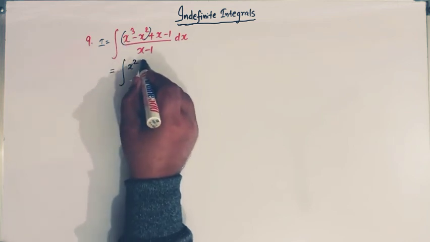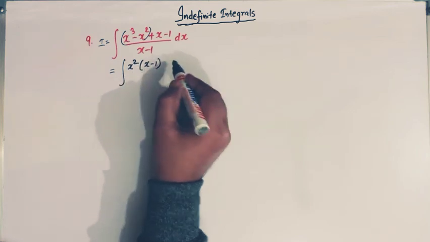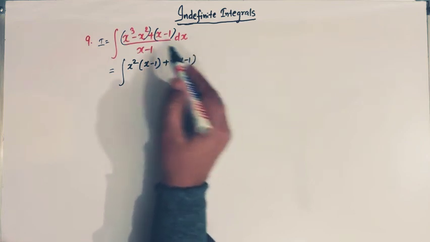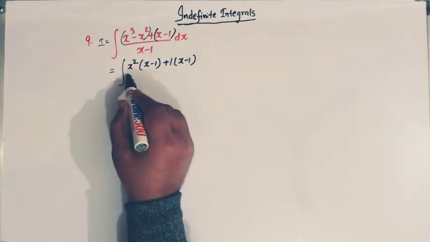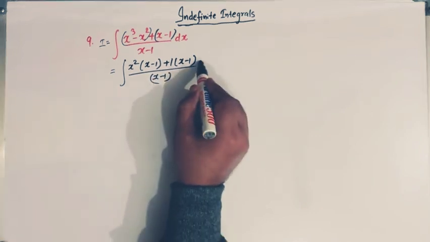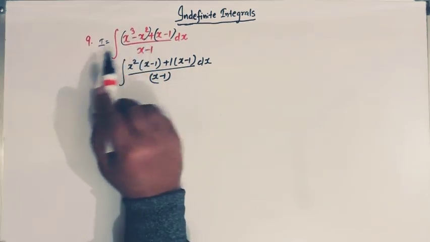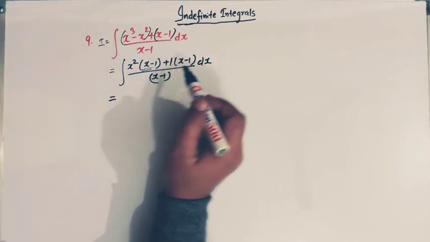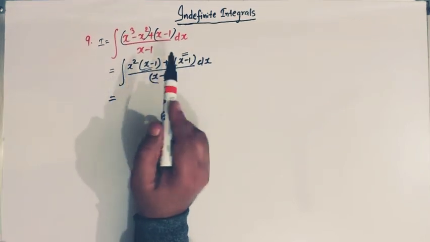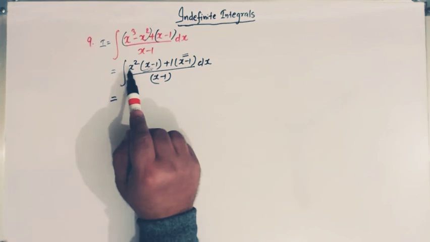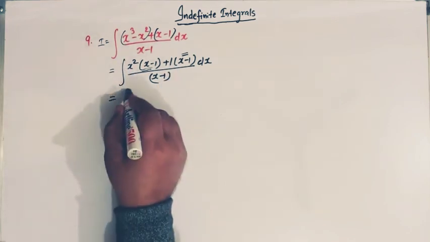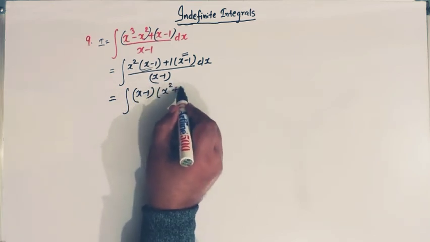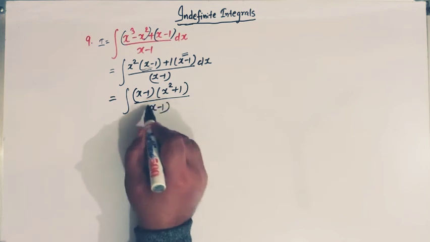So we have x square, then we have x minus 1, and here we have x minus 1. So we have x minus 1, and here we can write 1, and divided by x minus 1. So now by taking common, we see that this factor x minus 1 is now common, or it can be taken common out of this term and this term. So we can write x minus 1, and we have x square plus 1 divided by x minus 1.